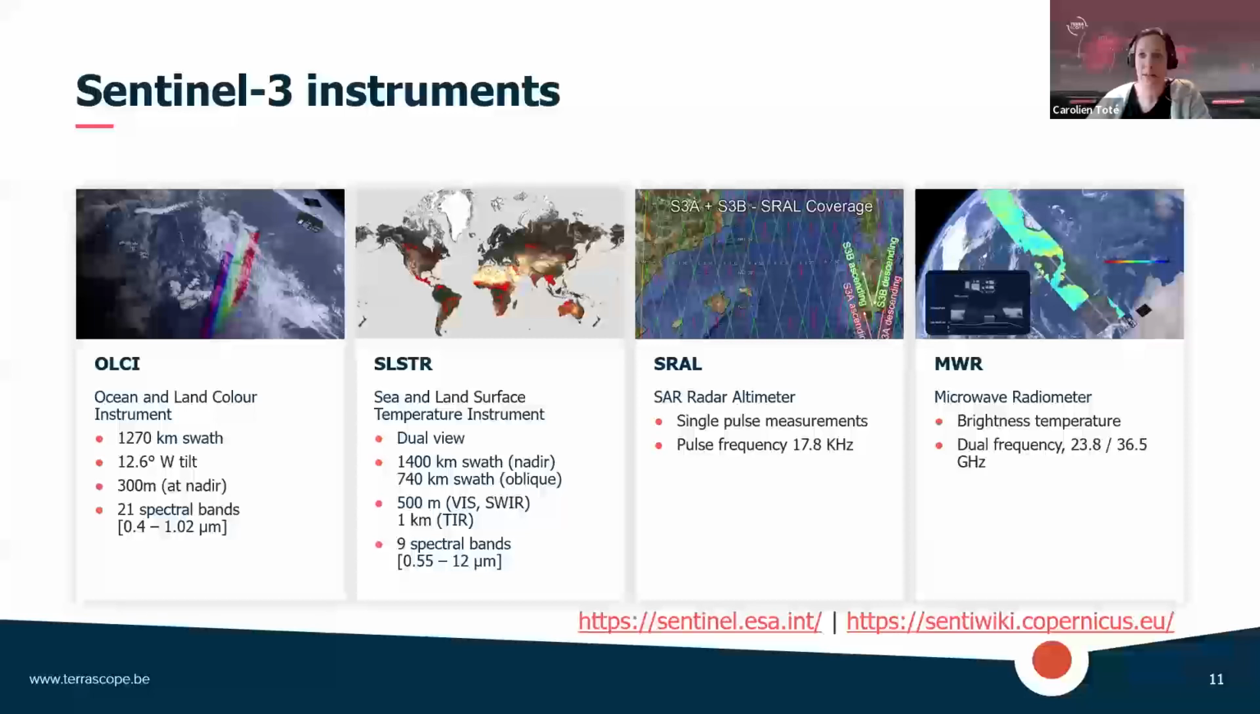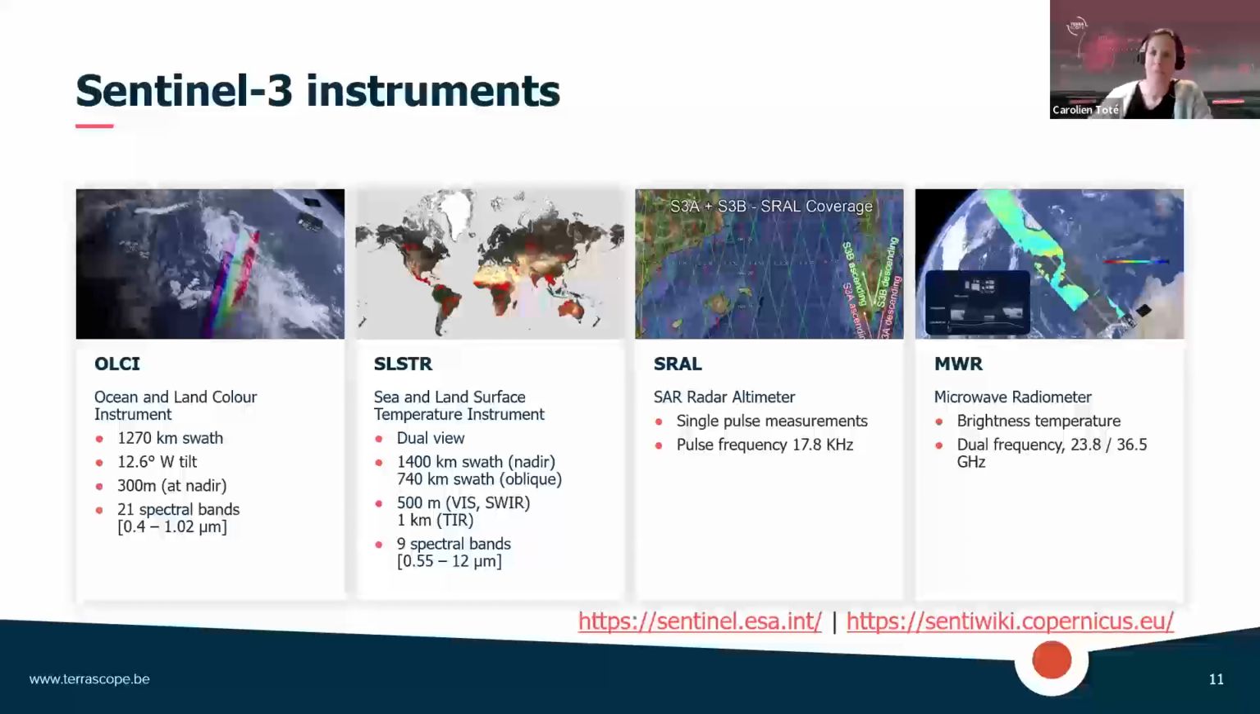Then there is the SRAL. It's a synthetic aperture radar altimeter. It does not have a swath like OLCI or SLSTR. It's not really an imager. Instead, it receives single measurements every time a pulse is emitted. And this is the main topographic instrument on Sentinel-3. It measures sea surface height, ocean waves, sea ice extent, the height of large inland rivers and lakes, and so on.